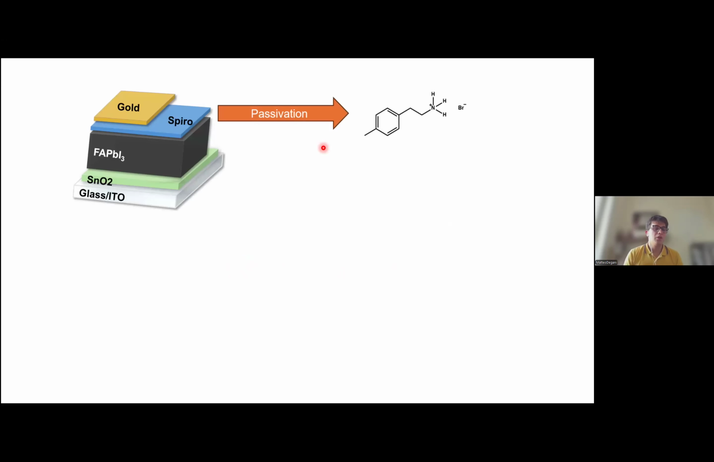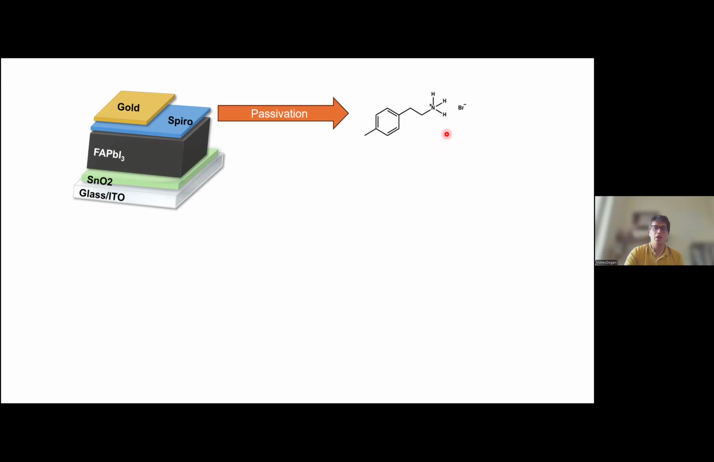So with this, I conclude the first part of the experimental part. Then I'm gonna move to the second one, which is about the NIP structure. So the regular structure in which we use tin oxide, FAPI-based perovskite and spiro. Also in this case, we deposit all these layers by solution process, and we use gold as a metal contact.